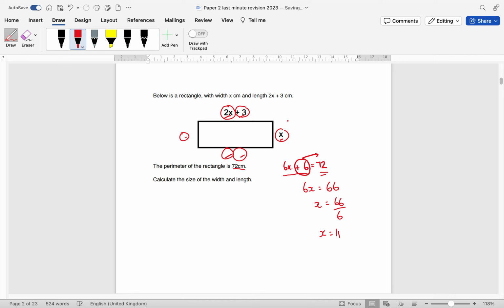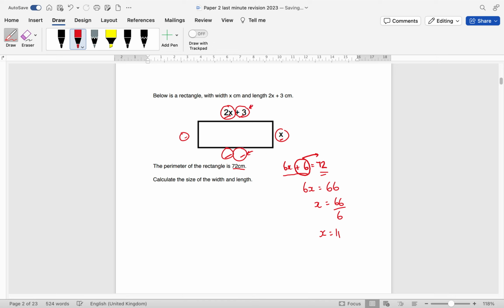Something like this. You might not know what it is to begin with, but you're told the perimeter of this rectangle is 72. Right, this is the perimeter of the rectangle. What is the perimeter of a rectangle? It's adding up everything around the side. 2x, add another 2x, add another x. If I went all the way around, there's 6 x's. There's plus 3 on the top. There'd also be plus 3 on the bottom.